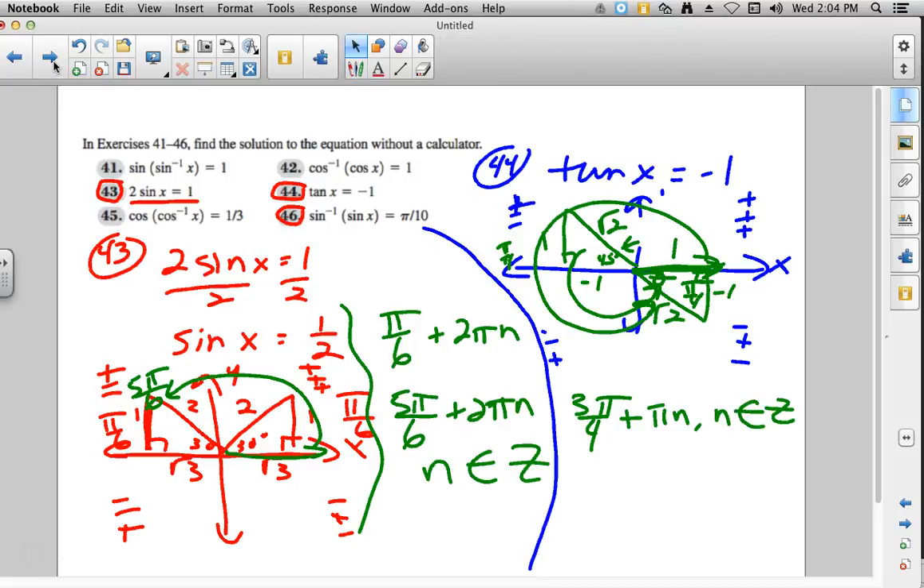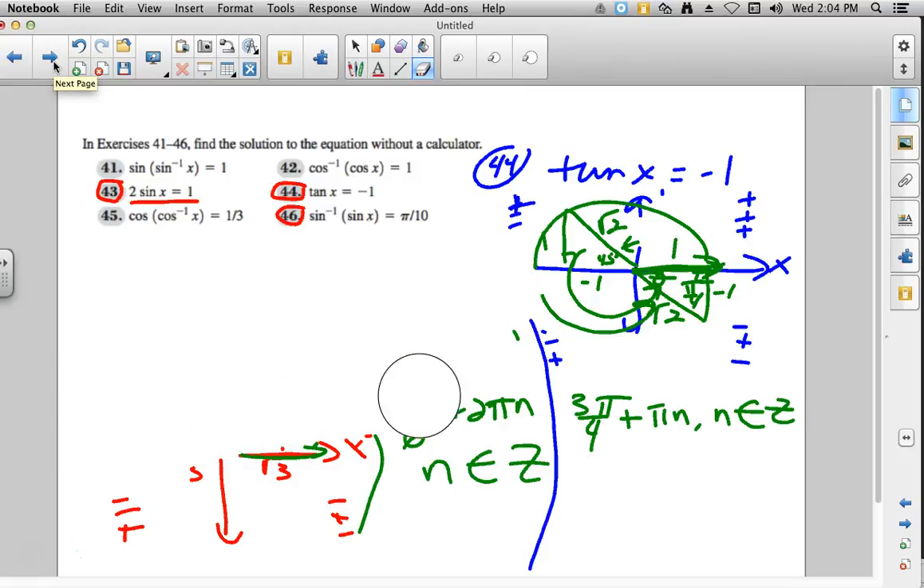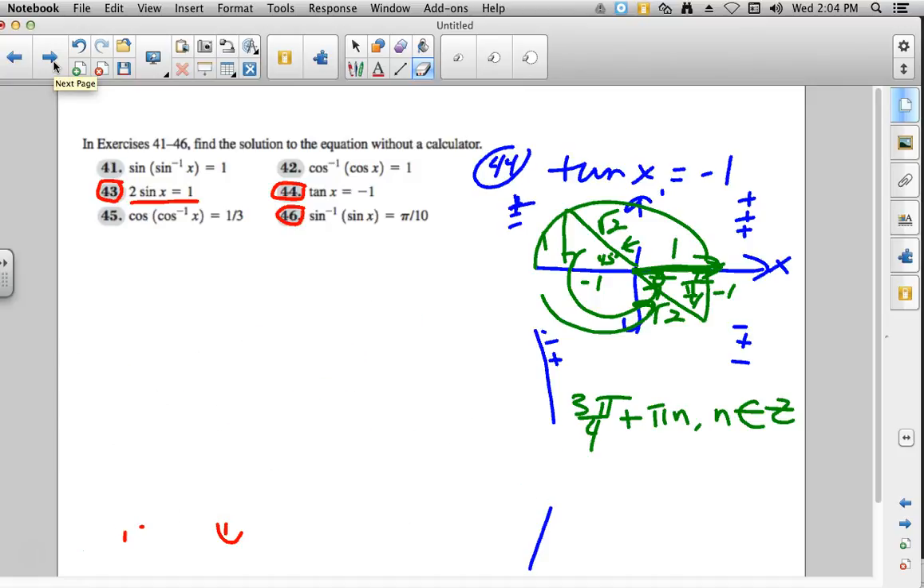So their little sneak on these is that they don't use that inverse notation. And if that inverse notation isn't there, then we have to find them all. We are not limited to the PVR. So that is the piece that we have to pay attention to in these few problems.